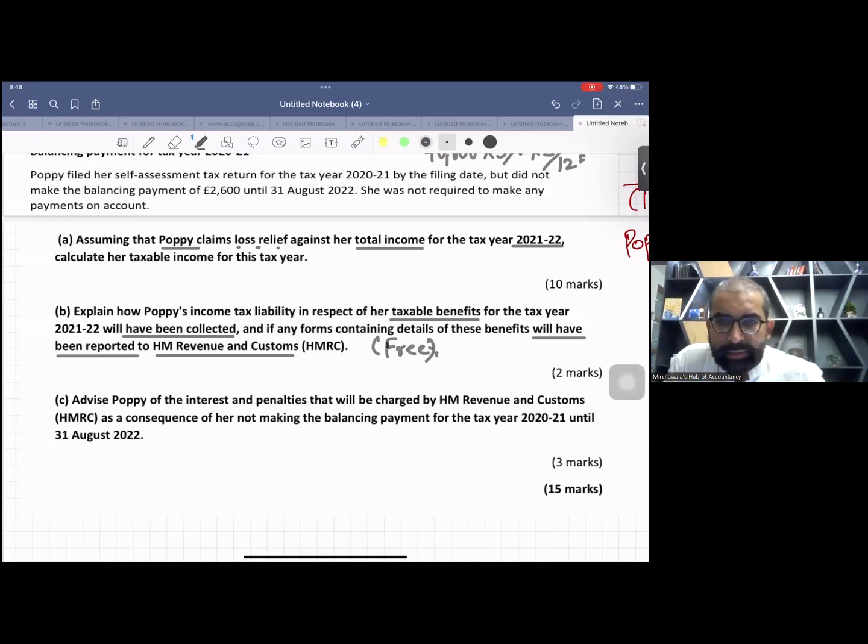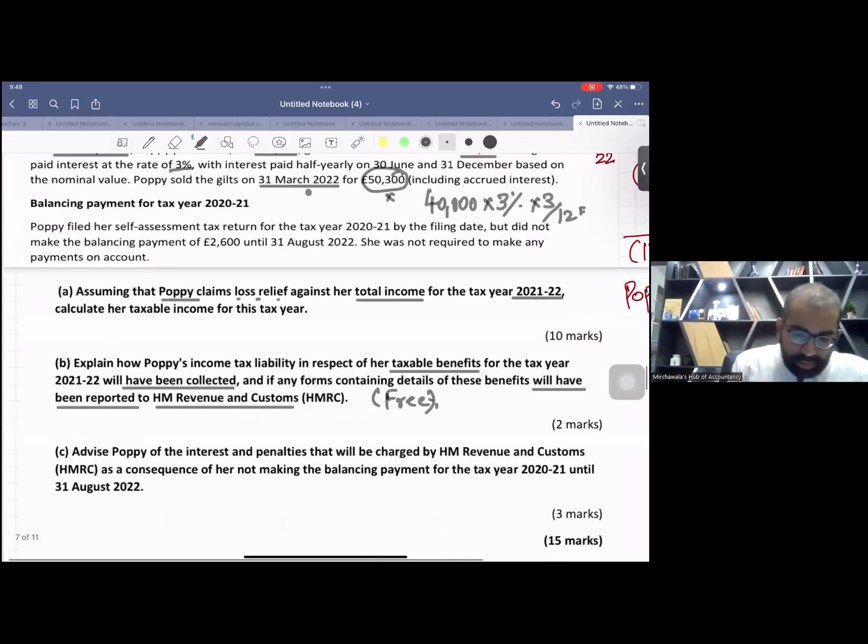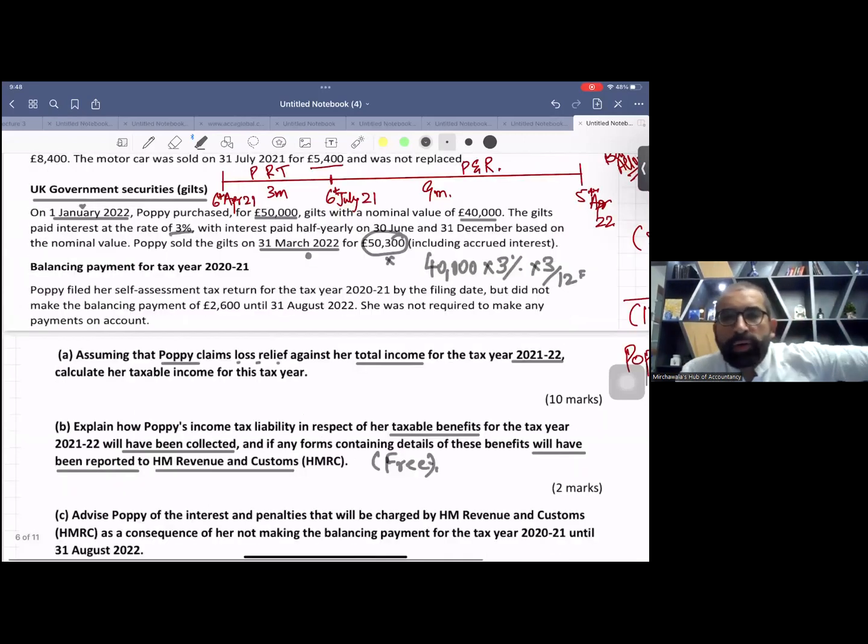Now we have the last requirement, and then we have one more last question. So hope you are fresh now after the break. This is about self-assessment. Individuals have to pay three types of payments: first payment on account, second payment on account, and then the balancing payment. First POA, second POA, and then balancing payment.